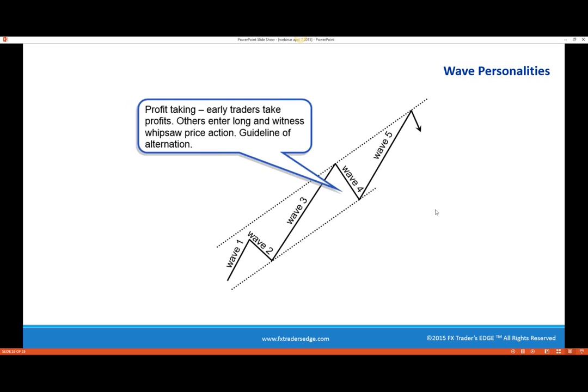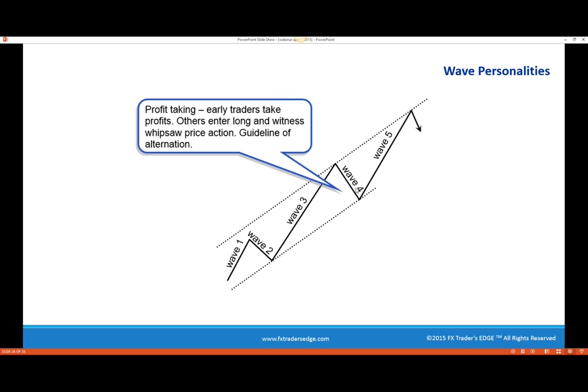Wave 4s, that's when the market takes profits initially. So early traders are taking profits and others are entering long, and you do have some whipsaw price action here. This is where you can have some sideways consolidation that lasts quite a few weeks, can last a long time, and you're sitting there trying to buy for the next move up to the wave 5, and you're getting smashed in the wave 4 correction. So in wave 4s, you can trade sideways markets for sure.